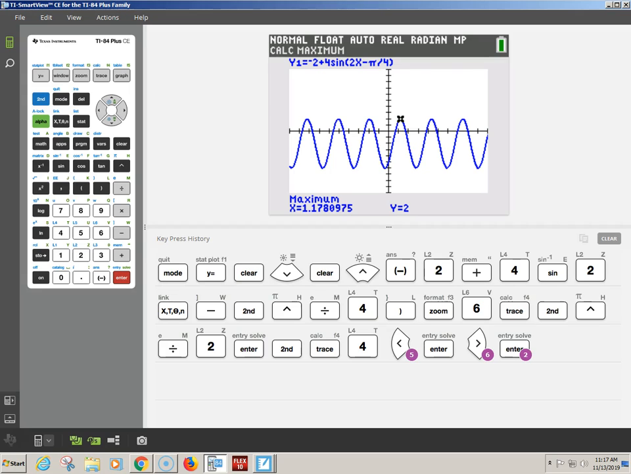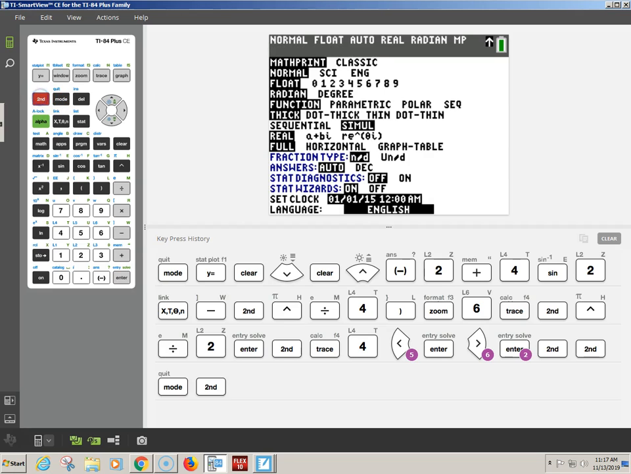What's 1.1780975 in terms of pi radians? Is that pi over 5, or pi over 4, or pi over 12, or pi over 3? Aw, stink. We have to go back here and start testing pi's.